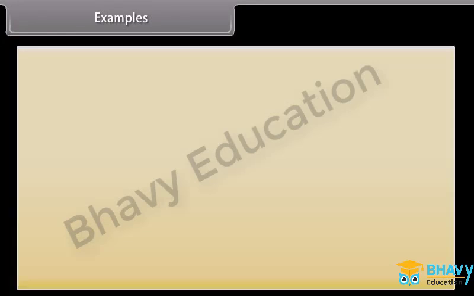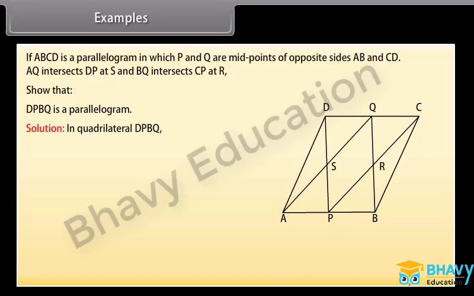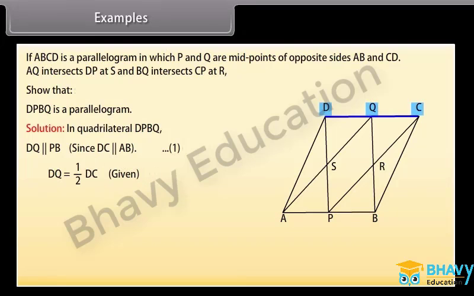Examples: if ABCD is a parallelogram in which P and Q are midpoints of opposite sides AB and CD, AQ intersects DP at S and BQ intersects CP at R, show that DPBQ is a parallelogram. Solution: in quadrilateral DPBQ, DQ is parallel to PB since DC is parallel to AB. Mark it as 1. DQ is equal to 1 upon 2 DC, which is given, and PB is equal to 1 upon 2 AB, which is also given.